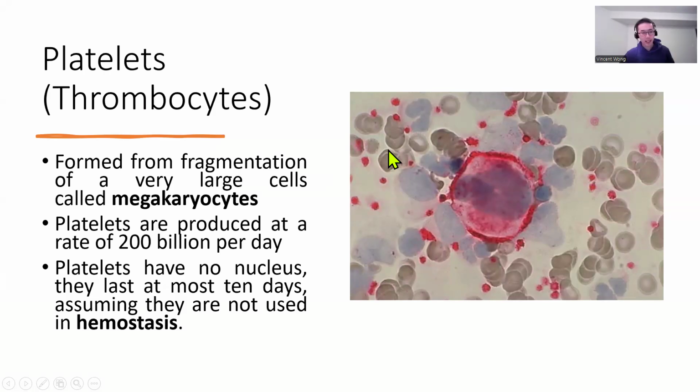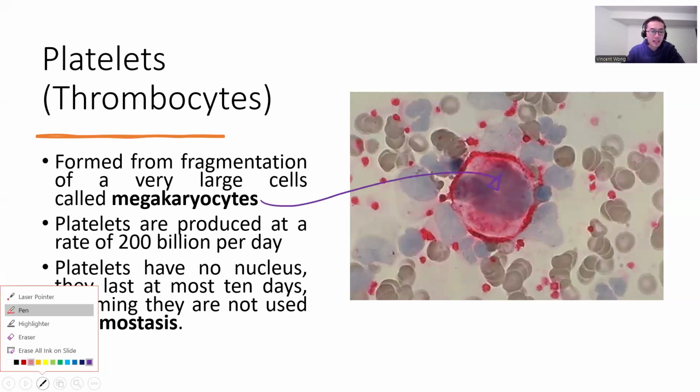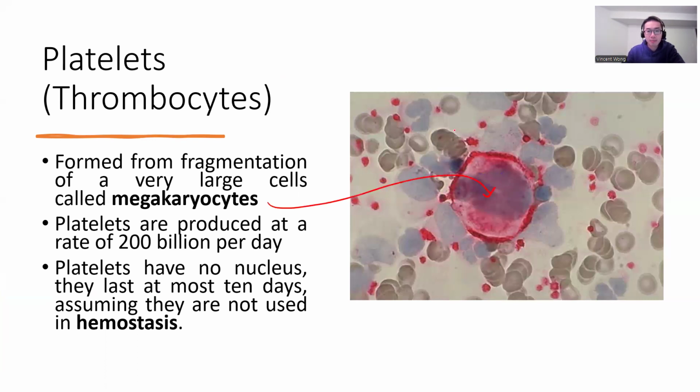Moving on. The last one is platelets. Platelets are also called thrombocytes. So we have the erythrocytes, which are the red, the leukocytes, which are the white, and now the thrombocytes. They are not actually cells. Instead, they are cell fragments that are broken off from a much larger cell. In this picture, you can see that larger cell, called the megakaryocyte, and bits and pieces of platelets just break off from that.